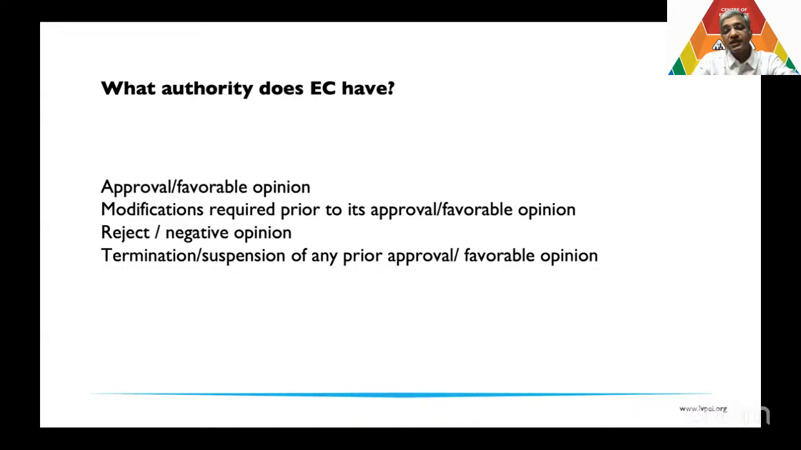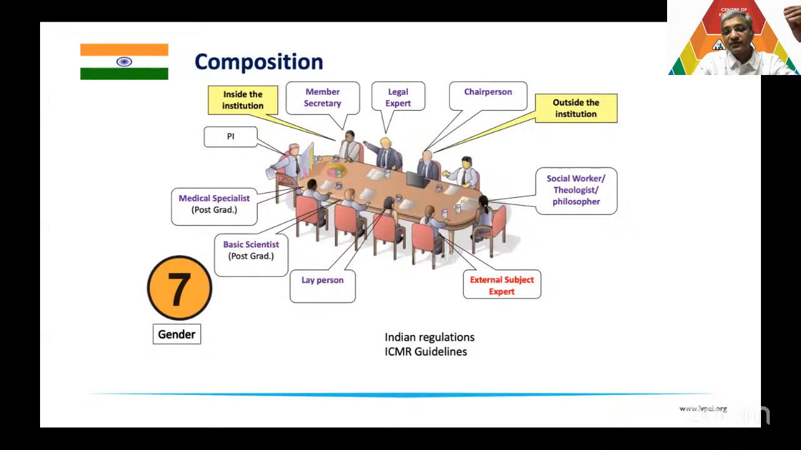The EC can either give a favorable opinion or ask for modification in the trials, or in fact straight away disapprove a project proposal as well, or terminate or suspend, because in case during the study they find something is happening which is not acceptable to patient safety, they may actually ask someone to stop the trial as well. So EC approval is very, very important.